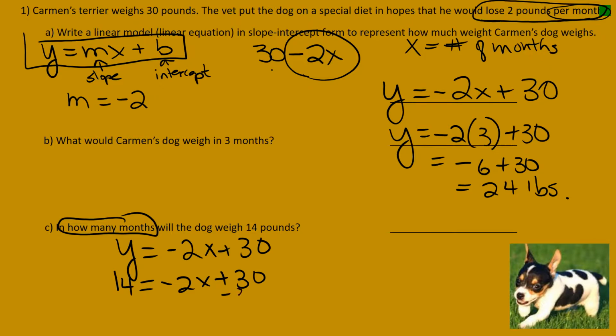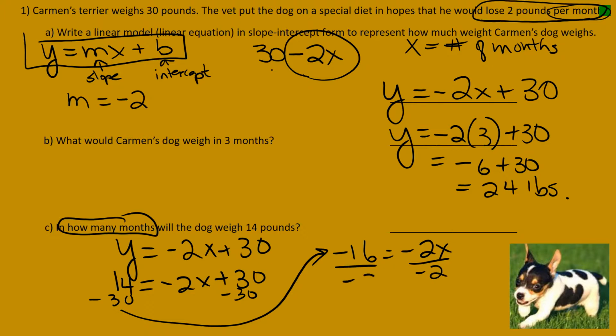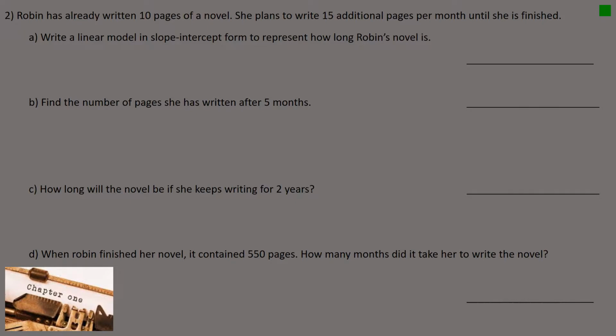So I'm going to subtract 30 from both sides. And I get -16 equals -2x. When I divide by -2, I get x equals 8 months. So in 8 months, that dog will weigh 14 pounds. Okay, sound good?